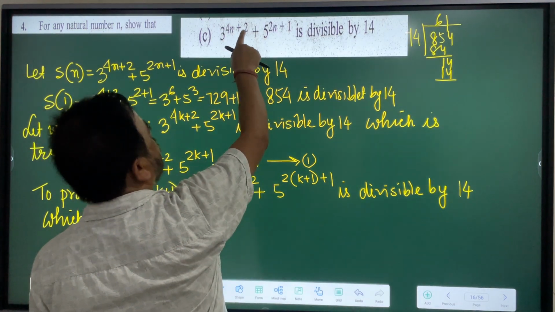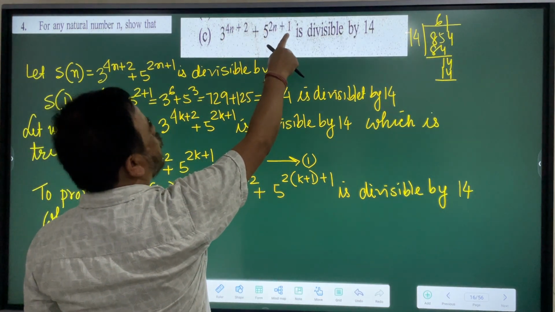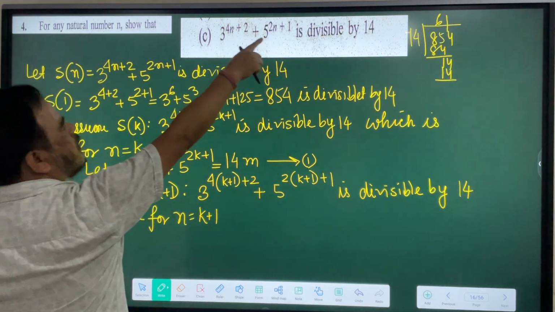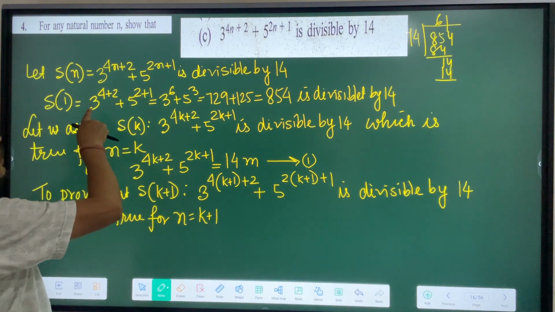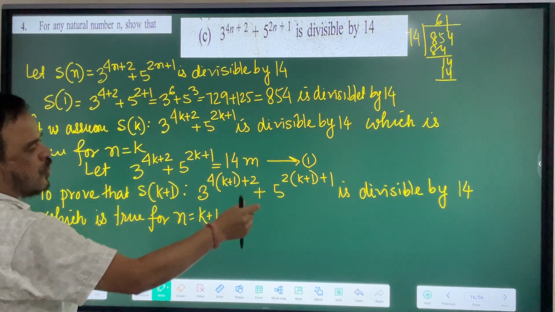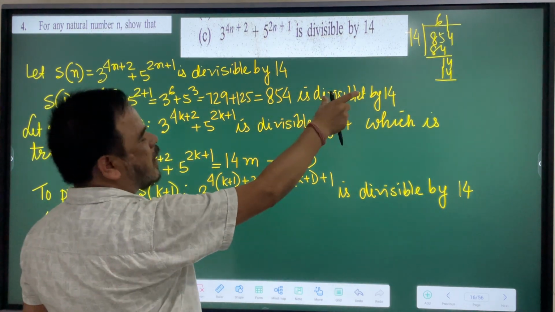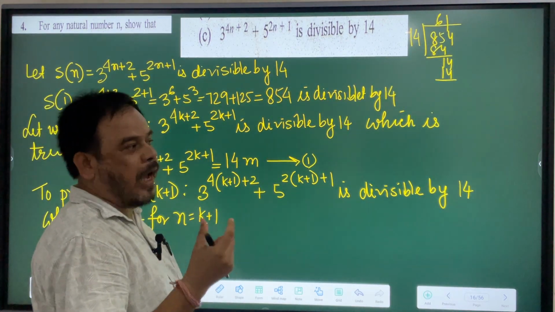3 to the power 4n plus 2 plus 5 to the power 2n plus 1 is divisible by 14. So first this one is taken as Sn, then S1 by calculation. You will just pause the video and you will see the calculation. I have done the calculation already.